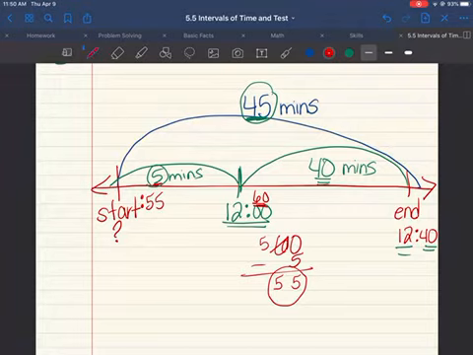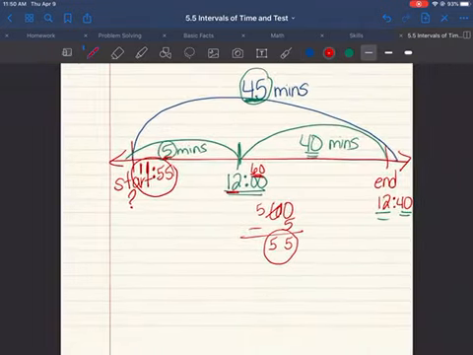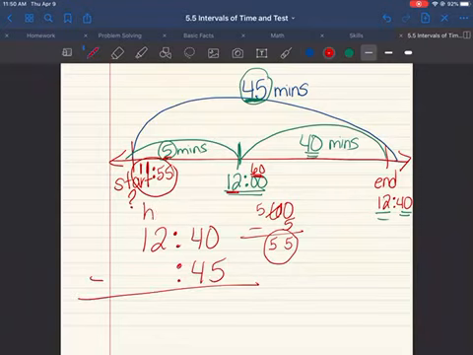What hour would that be? Since we're going back, we have 12. What hour comes before 12? 11. So my start time is 11:55. I'm going to go ahead and do the standard algorithm. So it is 12:40. I'm going to take away 45 minutes.